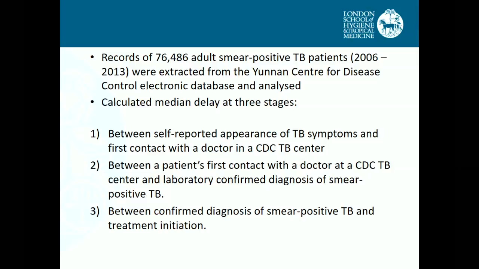And we calculated delay at three stages. The first stage is between the self-reported onset of symptoms and the first time a patient reached a doctor at the CDC center. So not any other healthcare seeking encounter that they had, but actually the first time they reached a center where they could get free standardized services. Then the next stage was between patients' first contact with the doctor at a CDC center and how long it took them from that point to have a confirmed diagnosis, and then between confirmed diagnosis to treatment initiation.